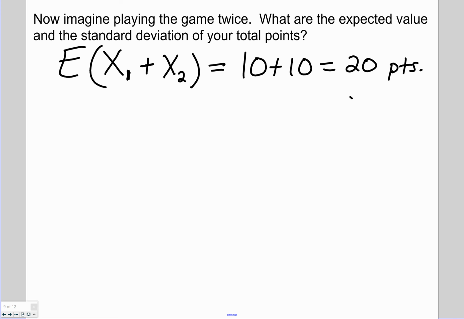Now, what we just did and what we're about to do makes a very large assumption about this game. Does anyone know what assumption we're making when we just add 10 and 10 and get 20? It's not being doubled. I don't want you to think it's being doubled. I know it looks like the same answer, but we're not doubling it.